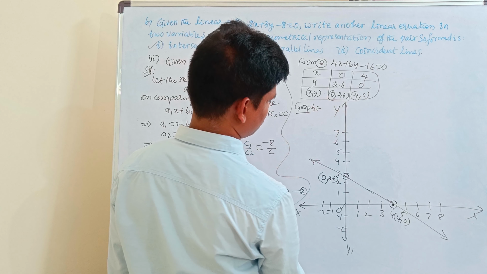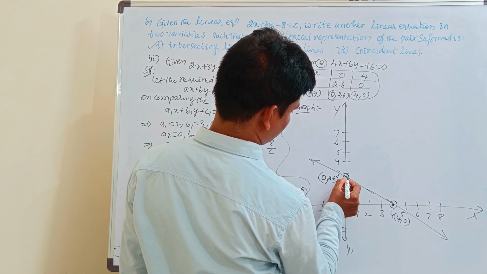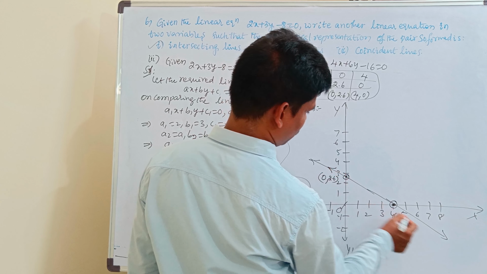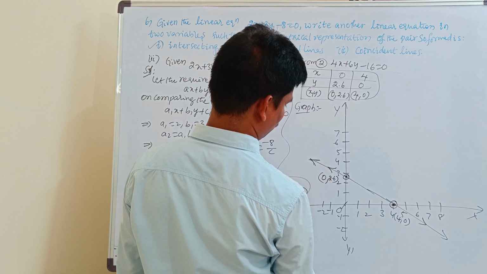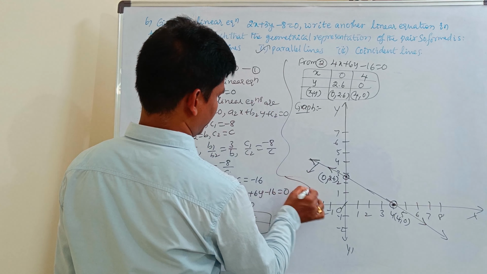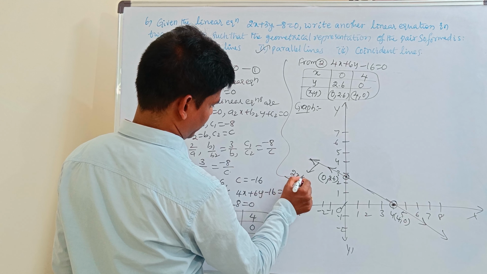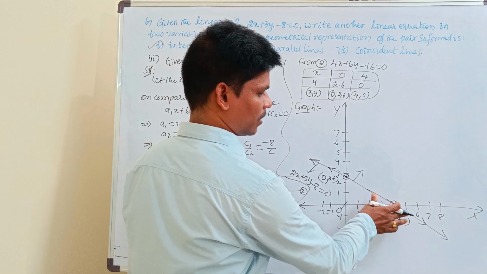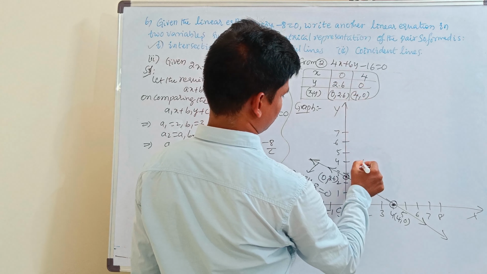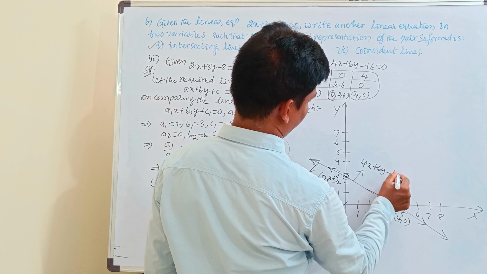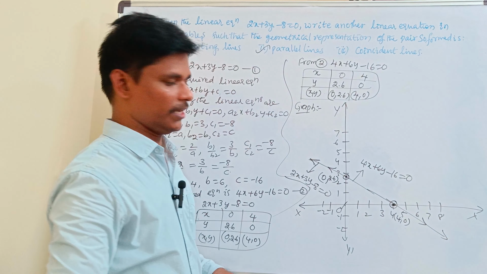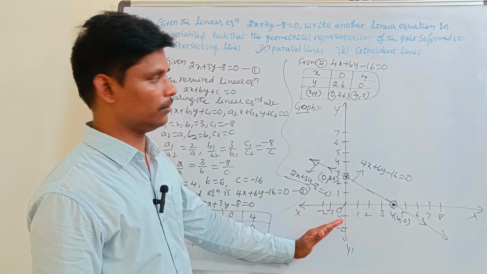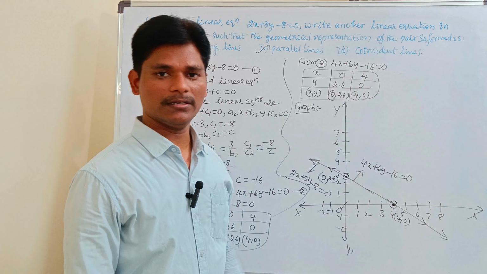Here 0 comma 2.6 here only. Next 4 comma 0, 4 comma 0 here only. So here we form another straight line. So those two lines, suppose this line is 2x plus 3y minus 8 equal to 0. Suppose we take one more line; these two lines are coincident lines. So one more line here is 4x plus 6y minus 16 is equal to 0. Observe clearly the graphical representation of this pair of linear equations: those lines are coincident lines.